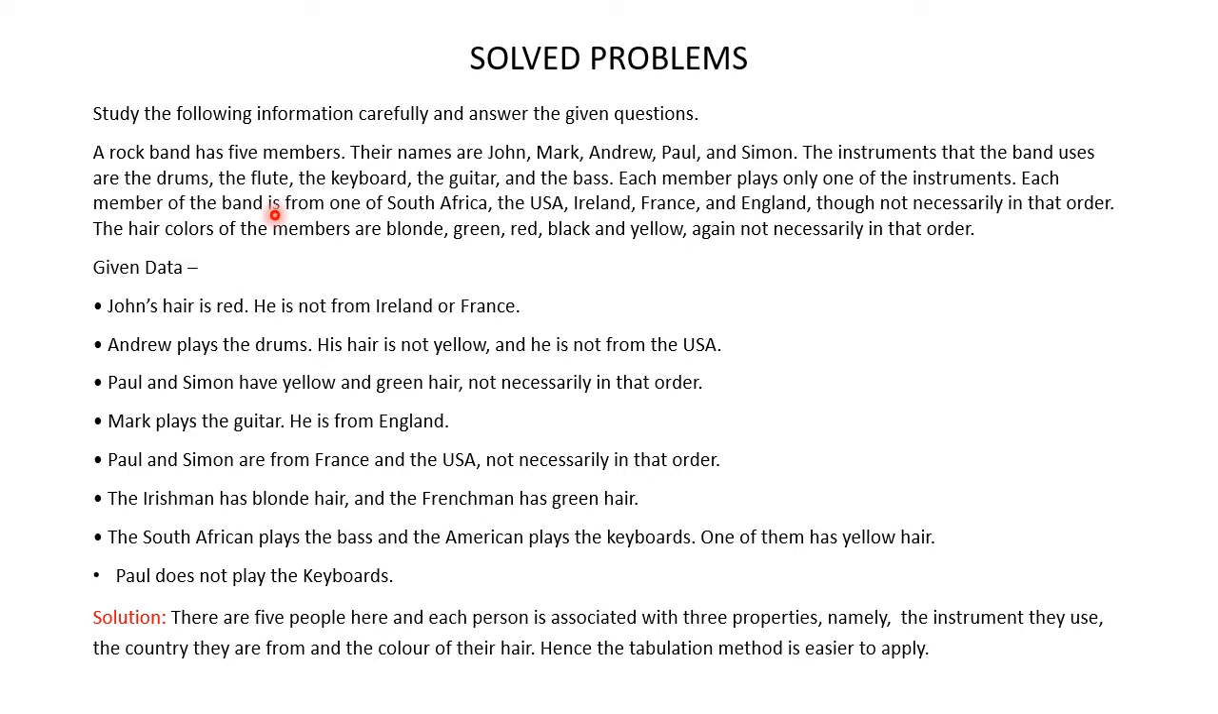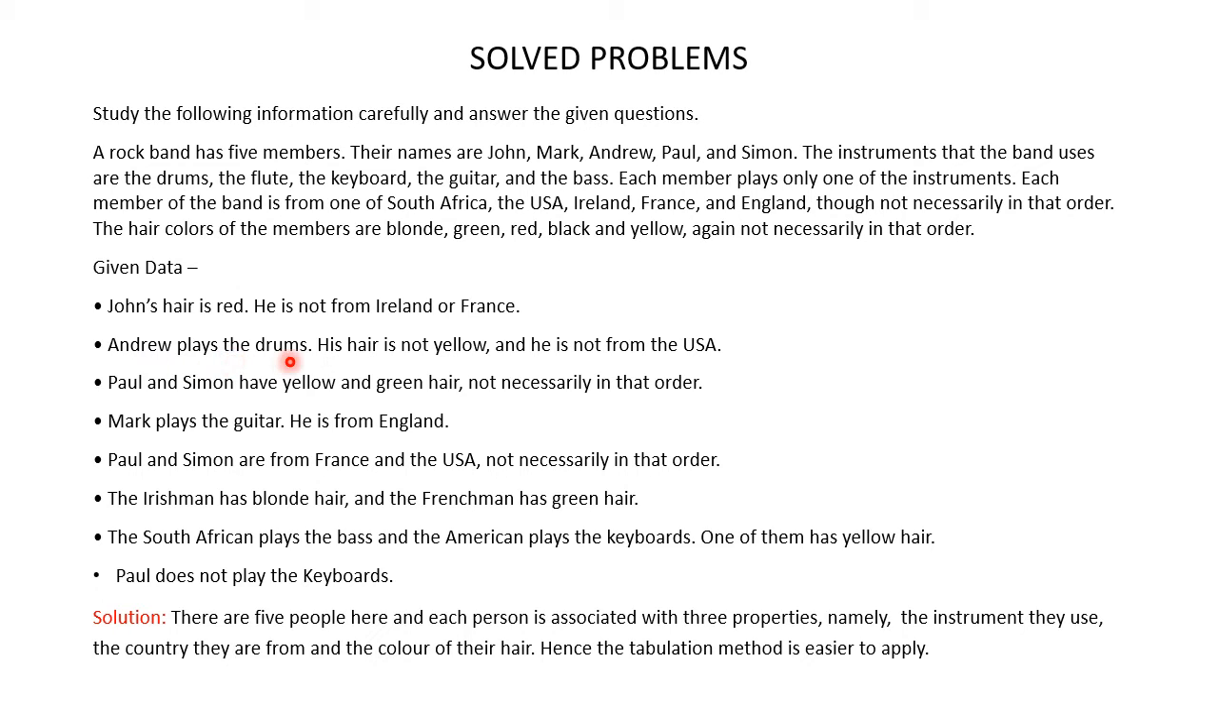Each member of the band is from one of these countries: South Africa, the USA, Ireland, France, and England, though not necessarily in that order. The hair colors of the members are blonde, green, red, black, and yellow, again not necessarily in that order. The given data is John's hair is red. He is not from Ireland or France.